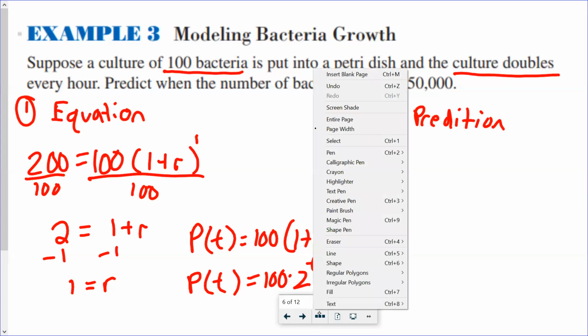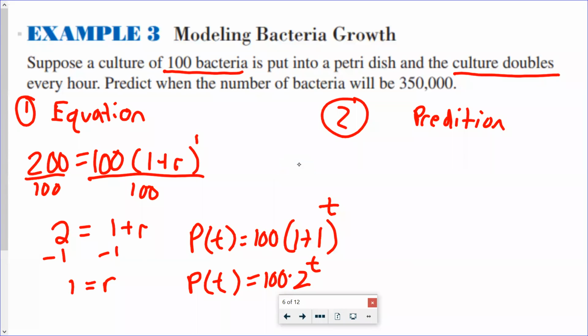Now, what we're trying to come up with is a way that we can figure out when the population is going to go from 100, how many hours until it gets up to 350,000. And so I forgot 3 zeros there. Let's add that on.